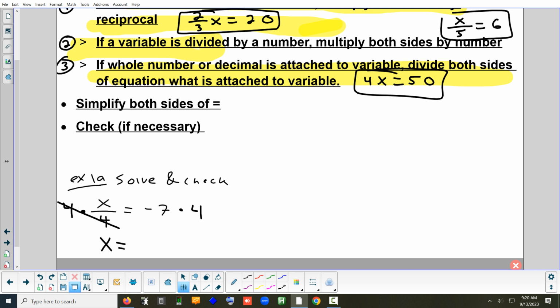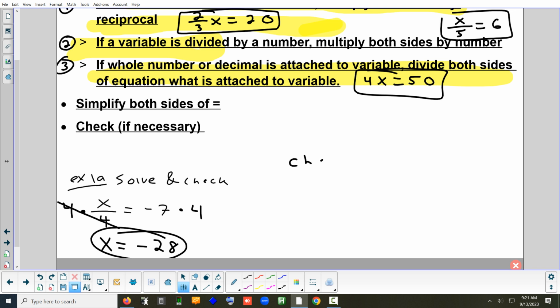Now on the right-hand side, we have to simplify what we have. So we have a negative 7 times a positive 4. That's a negative because it's a negative times a positive. And then 7 times 4 gives us negative 28. Okay, so we solved it. And then what else did they ask us to do? Check. Yeah, they asked us to check it.